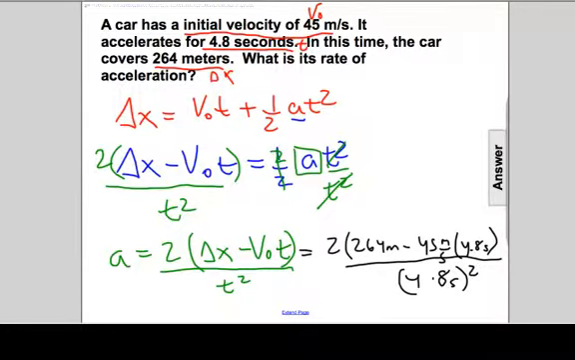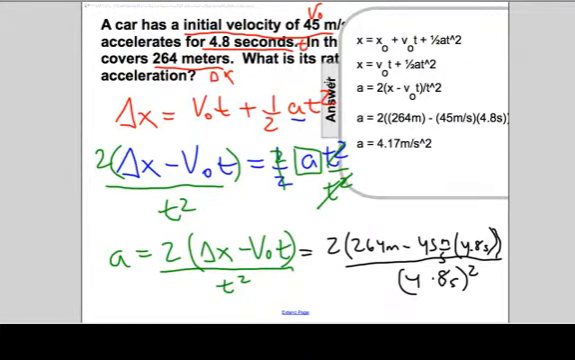Alright, now that the numbers are subbed in, we can reveal the answer, which is going to be a little bit complicated. Let's go back and fix one thing. We just did not put a parentheses, which will be helpful in terms of order of operations. So if we do 45 times 4.8, subtract that from 264, multiply by 2, divide the whole thing by 4.8 squared, we will, it's complicated, come up with an answer of 4.17 meters per second squared.